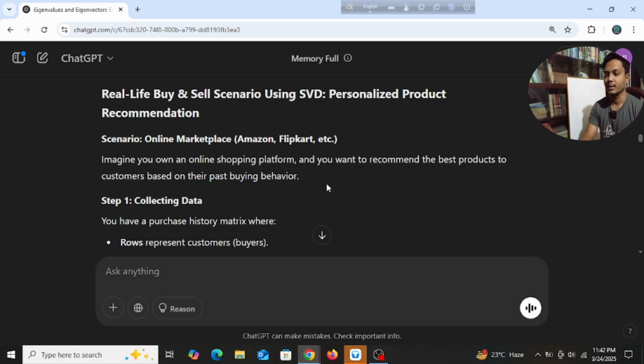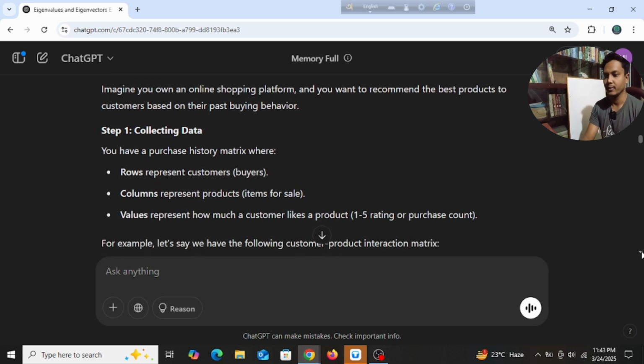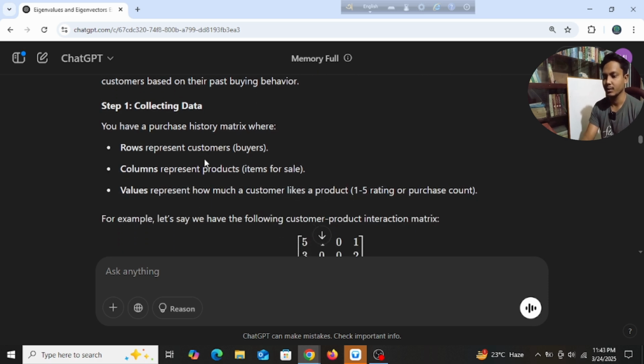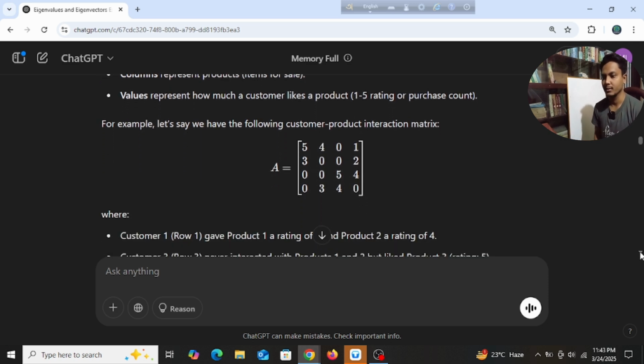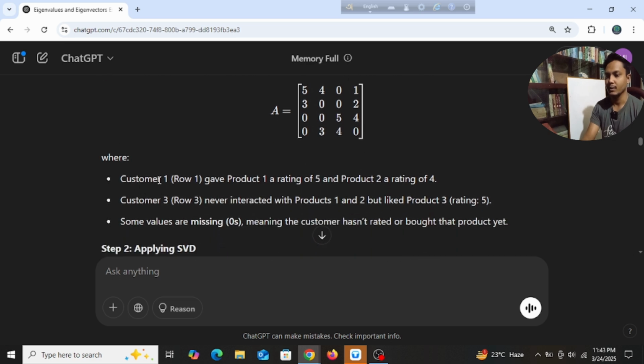So an online marketplace like Amazon, Flipkart, etc. Imagine you own an online shopping platform and you want to recommend the best products to customers based on their past buying behavior. So collecting data, you have a purchase history matrix here. Rows represent customers, columns represent products, and values represent how much a customer likes a product.